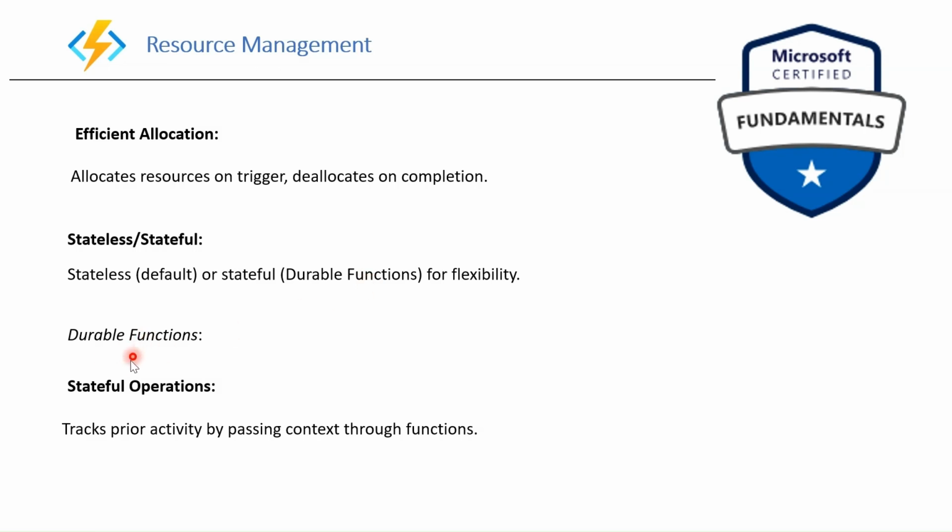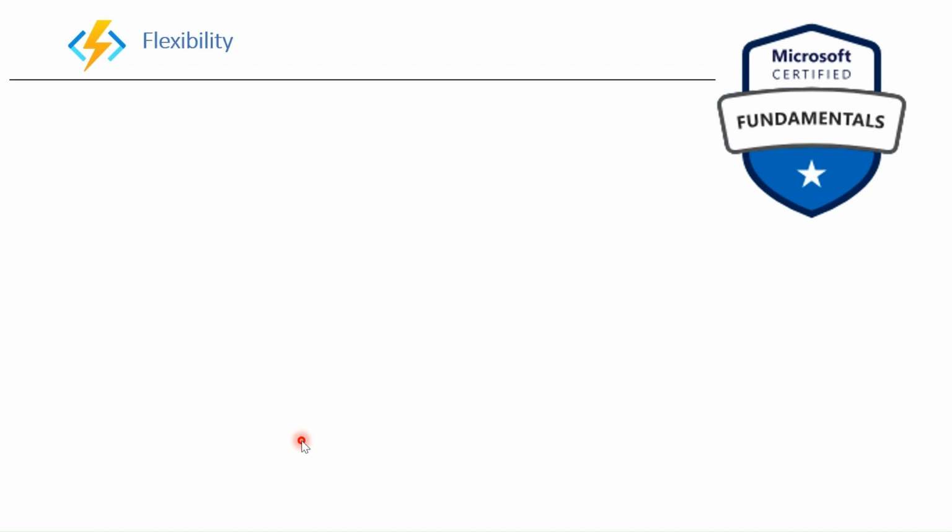So I'll tell you the major difference between stateless and stateful. A stateless function is a function that doesn't store the state of a previous activity. It treats every request as a fresh one, a new one, and won't store the data from the previous activity, whereas stateful does store the data. That's what it says: tracks prior activity by passing context through function.